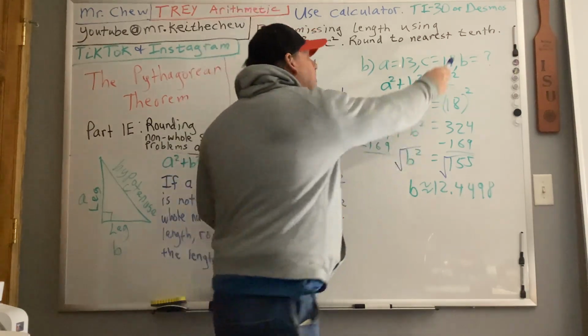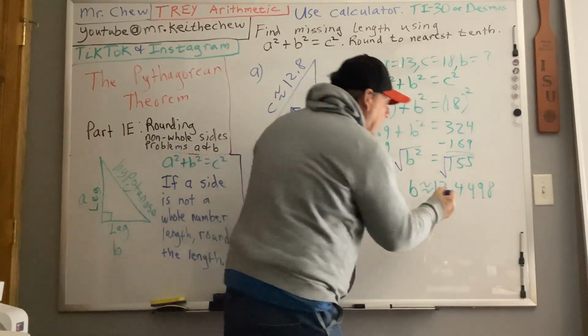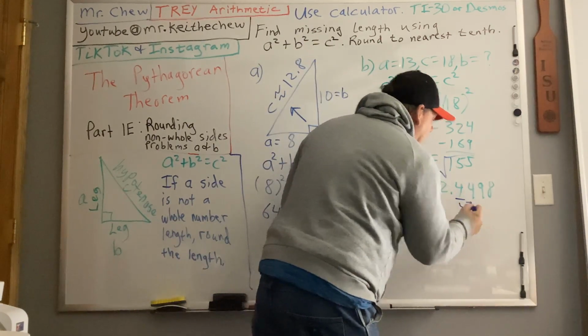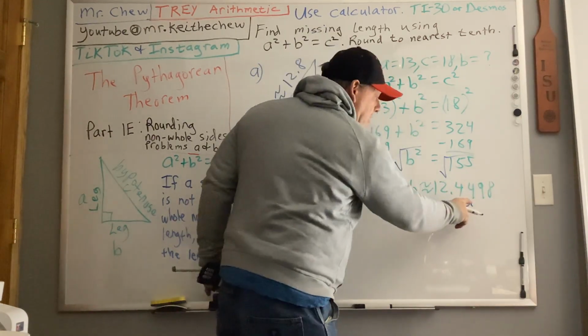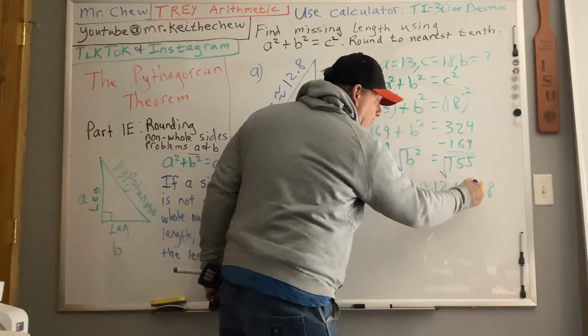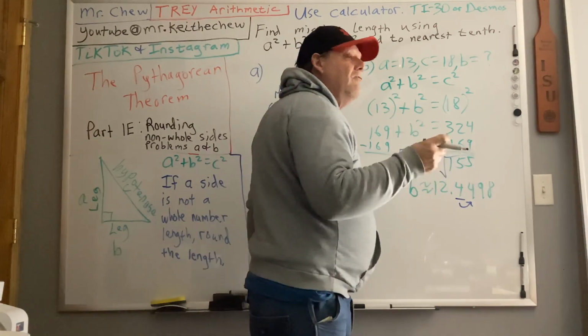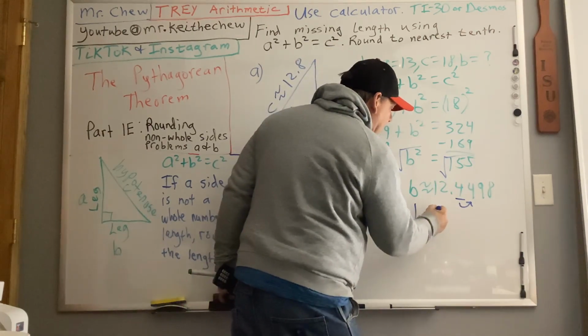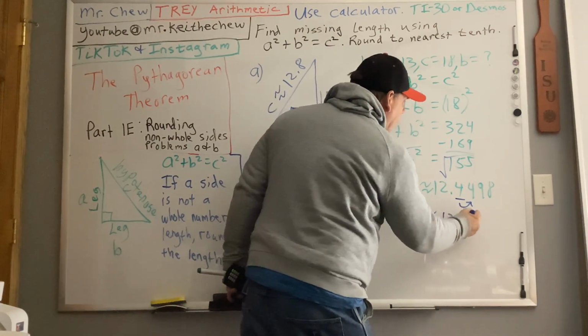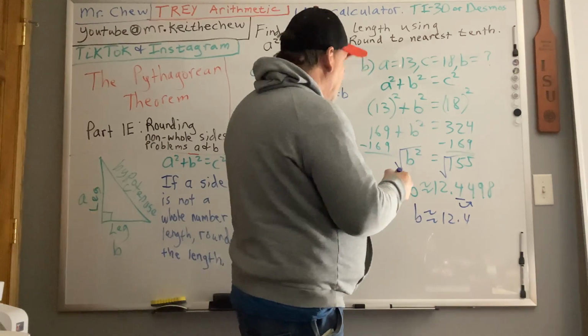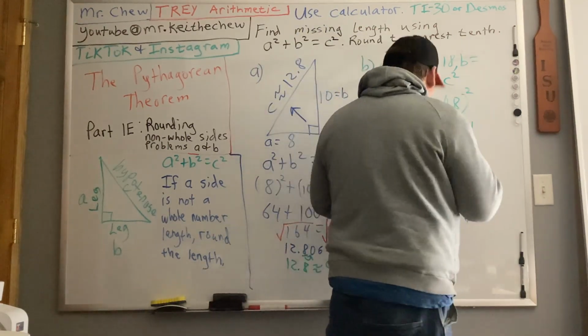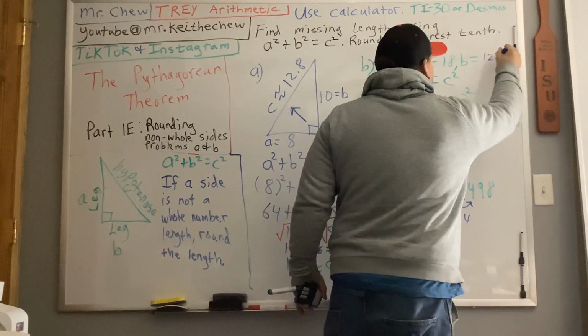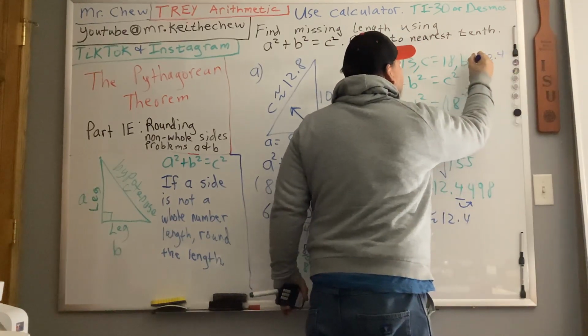We're rounding to the nearest tenth, so I put a line under the tenth and I look to the right. Is that number to the right, which is this 4 right here, the second 4, is it 5 or greater? No. So it just reverts back to 12.4. And I know that B is 12.4, and that is approximate.